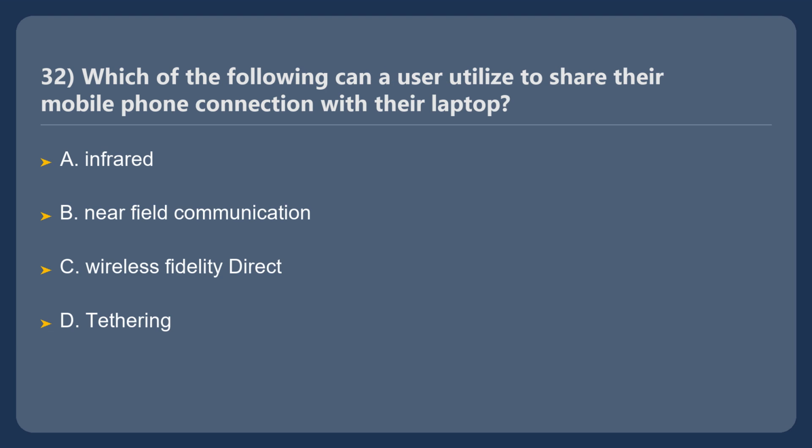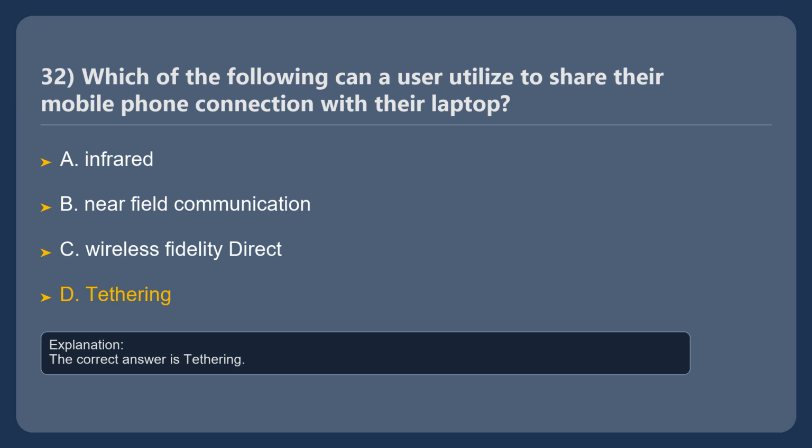Question 32. Which of the following can a user utilize to share their mobile phone connection with their laptop? Option A. Infrared. Option B. Near-field communication. Option C. Wireless Fidelity Direct. Option D. Tethering. The correct answer is option D. Tethering.